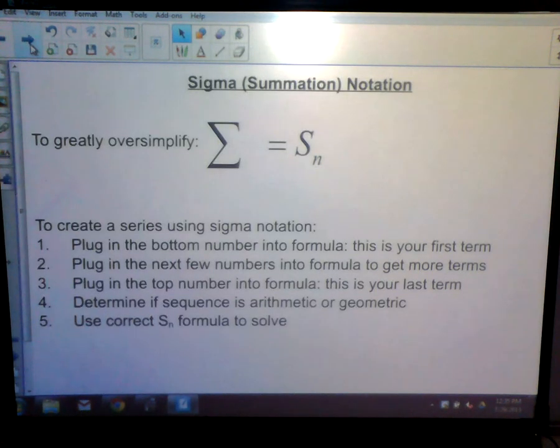Sigma notation. To really oversimplify, that sigma notation means the same thing as sum. We're going to plug in the bottom number into the formula, and that's our first term. We're going to plug in the next few numbers to get more terms. We're going to plug in the top number to get the last term. We're going to determine if it's arithmetic or geometric, and we're going to use the correct formula to solve.